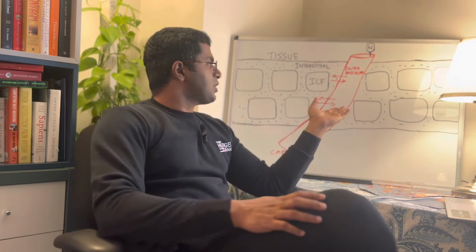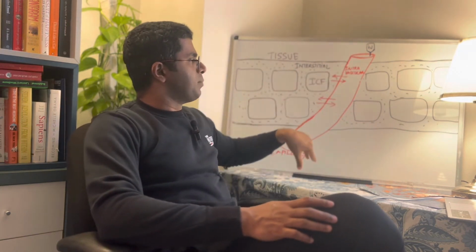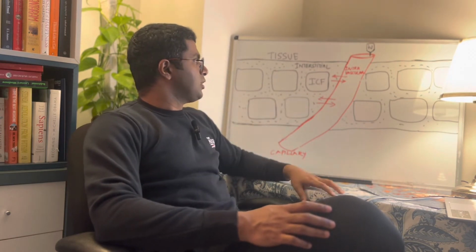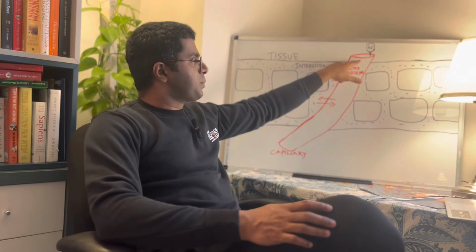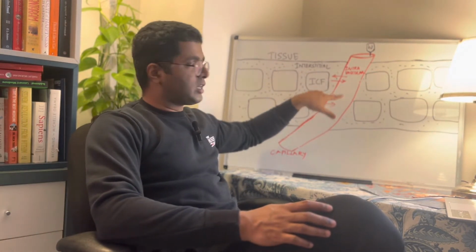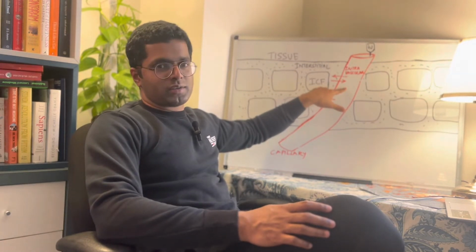So you can see the image in my background. This is a typical tissue, this is a blood vessel, and these are the typical cells. So the space inside the blood vessel is called the intravascular space. This is the place where the hypoperfusion is affected.